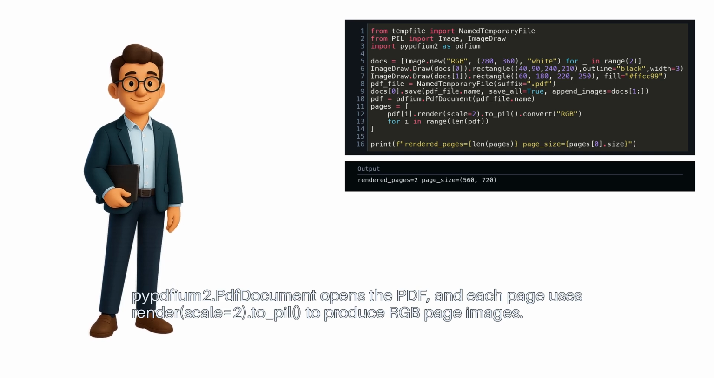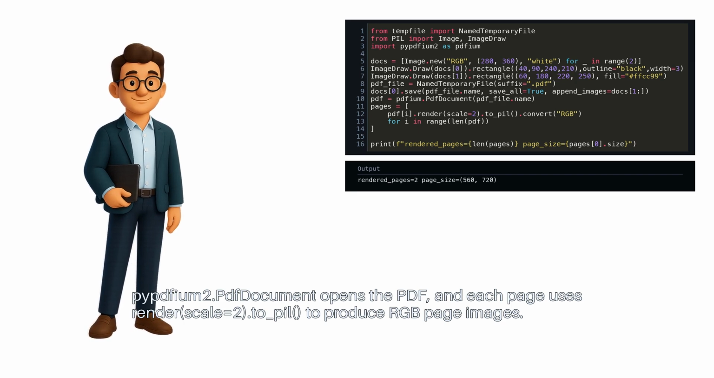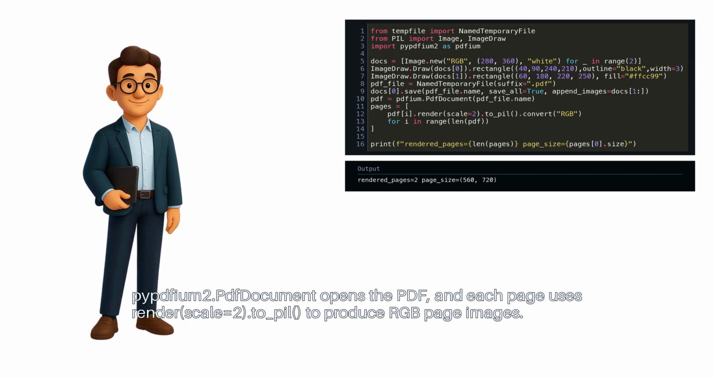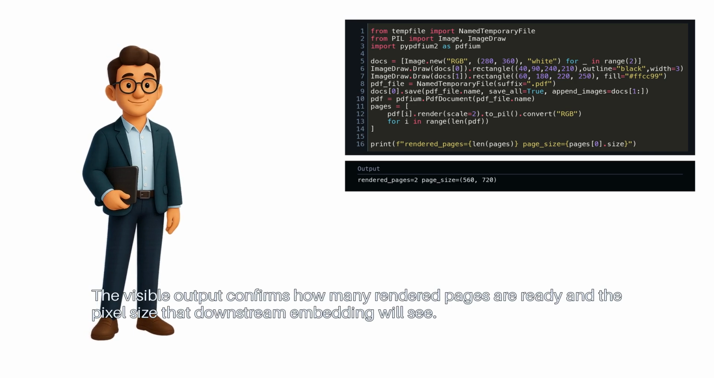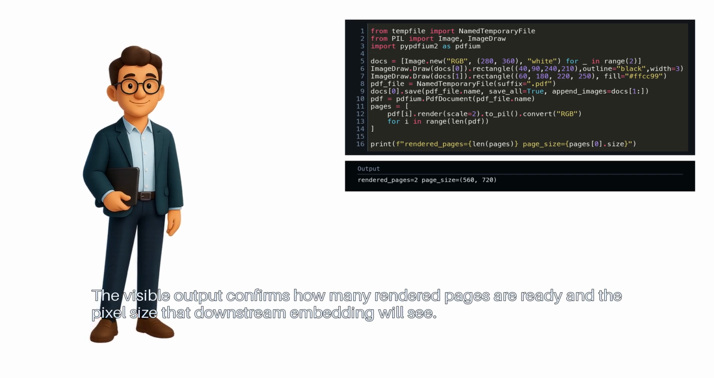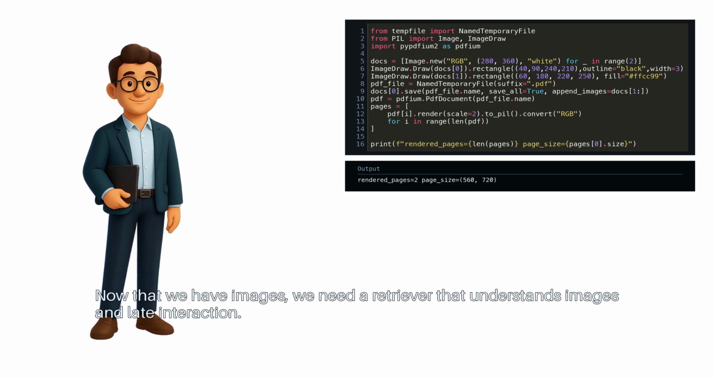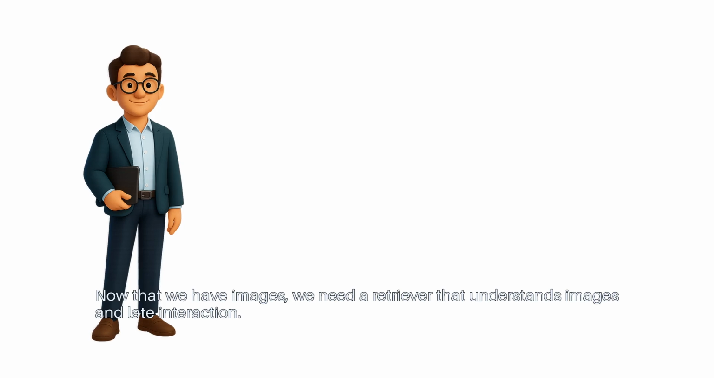The PyPDFium2 PdfDocument opens the PDF, and each page uses scale equals 2 to produce RGB page images. The visible output confirms how many rendered pages are ready and the pixel size that downstream embedding will see. Now that we have images, we need a retriever that understands images and late interaction.